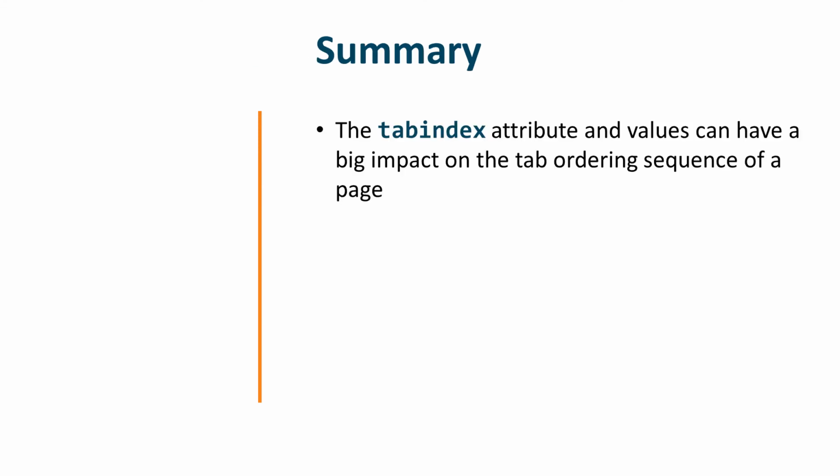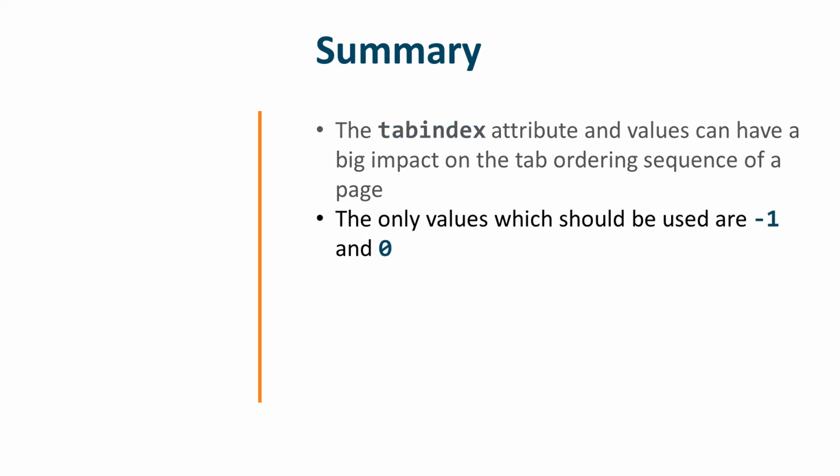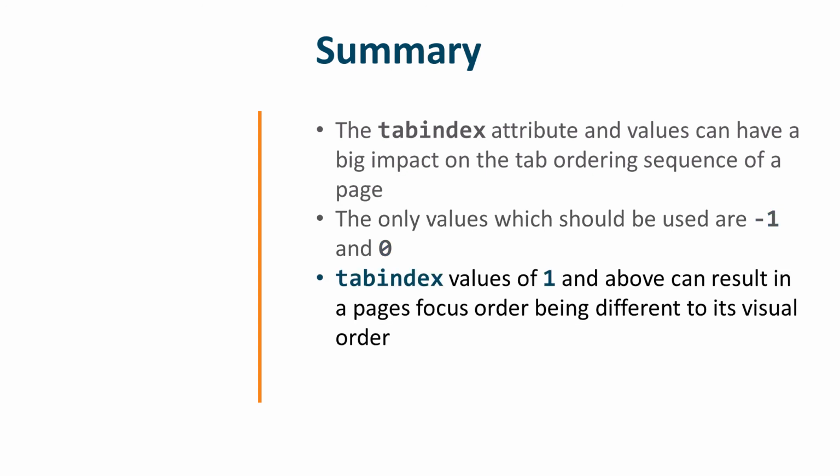In this lecture, I explained the tabindex attribute and how its value can have a big impact on the tab ordering sequence of a page. The only values which should be used are -1 and 0. A value of -1 removes the element from the focus sequence, and a value of 0 adds the element into the natural document tab sequence. If values of 1 and above are used without understanding how it affects the page focus, it can result in the focus order of the page being different to its visual order.